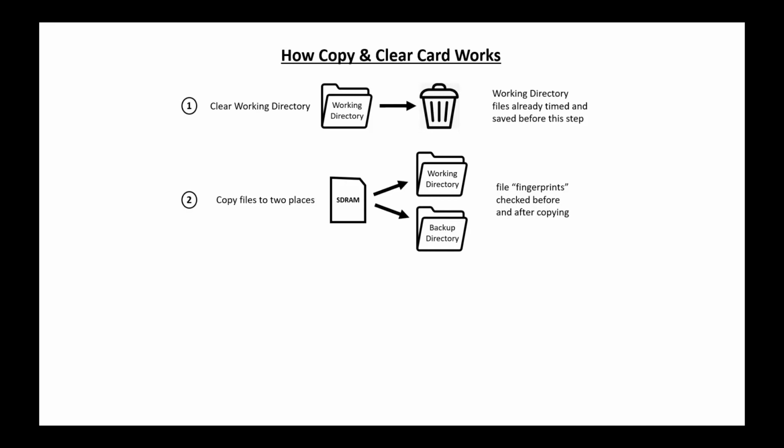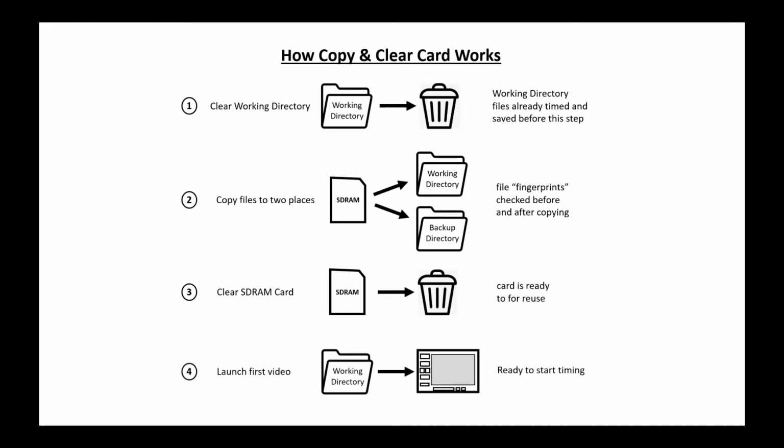If the hashes before and after the copy agree, then you know that the files are correctly copied and the files on the SD-RAM are then deleted. Finally, the first video in alphabetical order in the working directory is launched and timing the next skier can begin. The SD-RAM card is now blank and ready to go back to the starting dock so it can be used again.